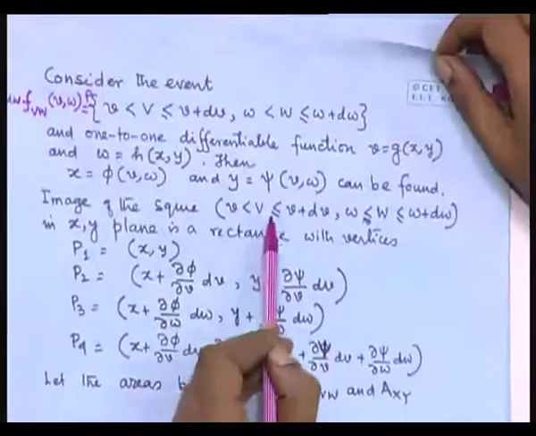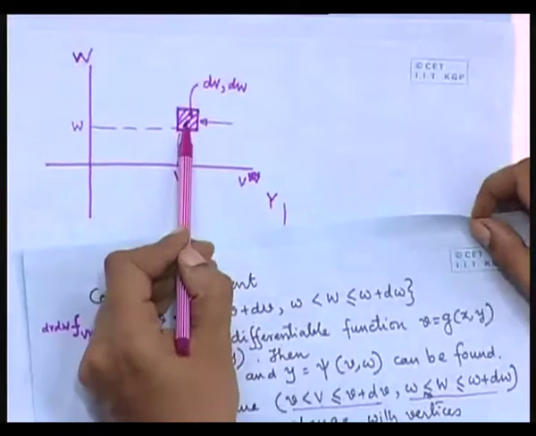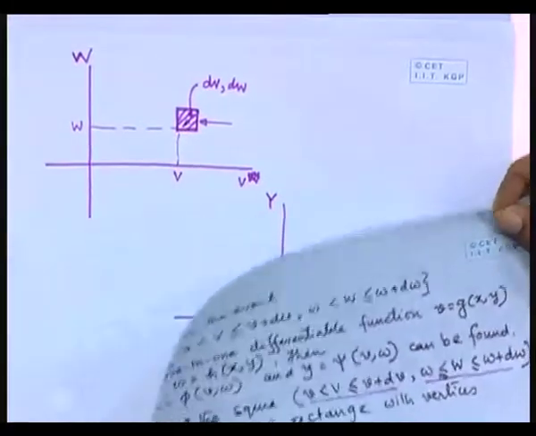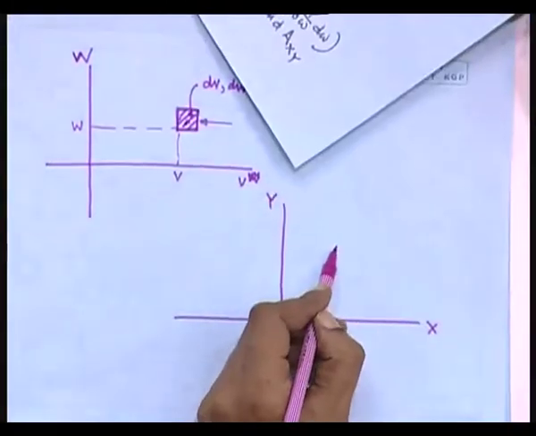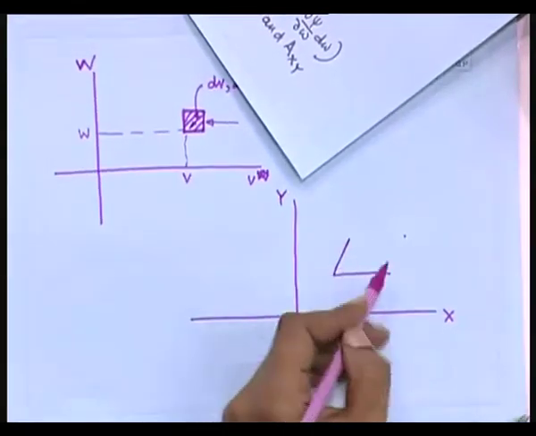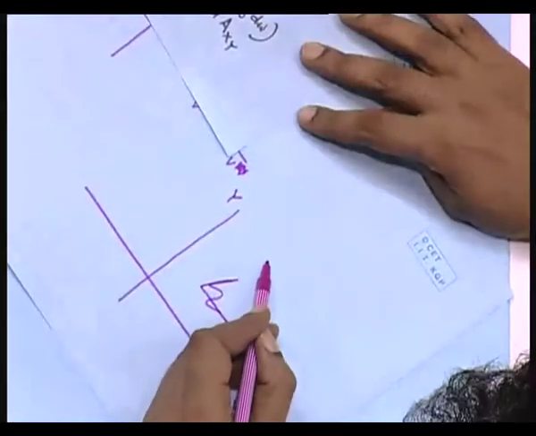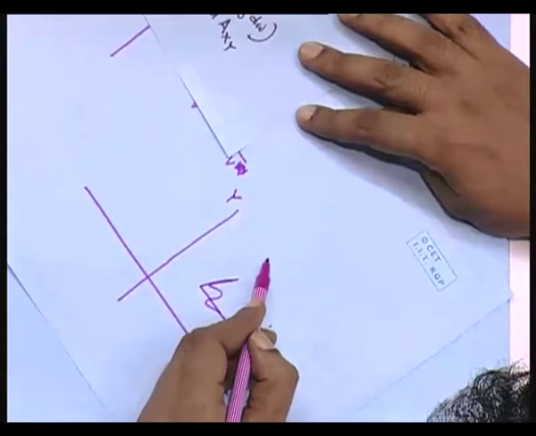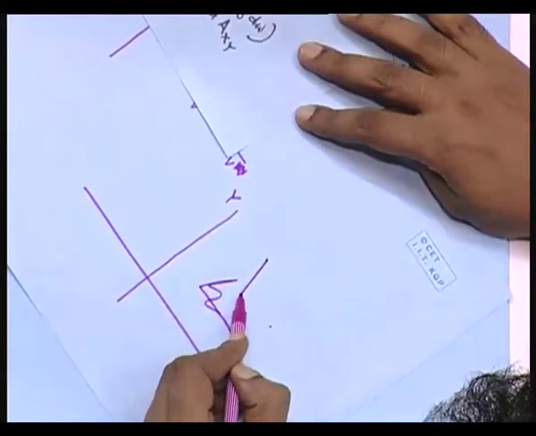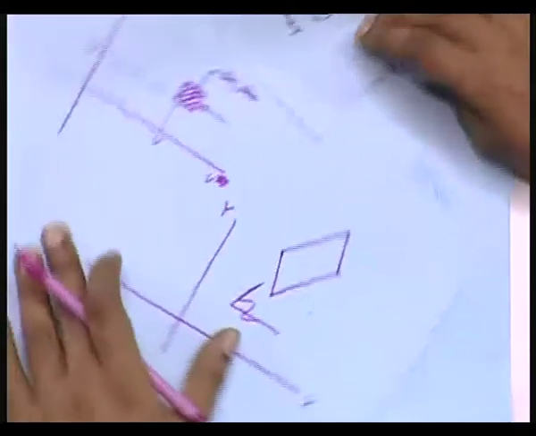So in general what will happen? For example, this square, where v is less than or equal to this and w is less than or equal to this, in general maps into a parallelogram. Actually, I shouldn't draw it like this; in the general case it will be an arbitrary parallelogram.